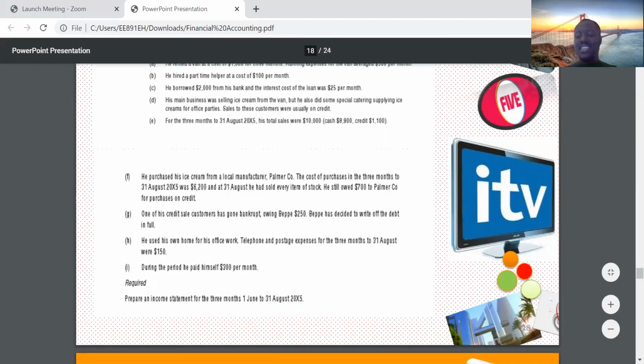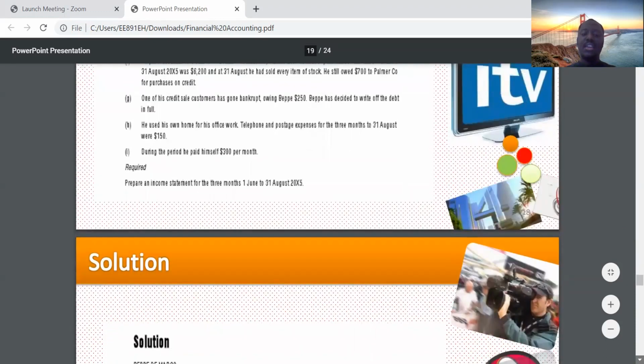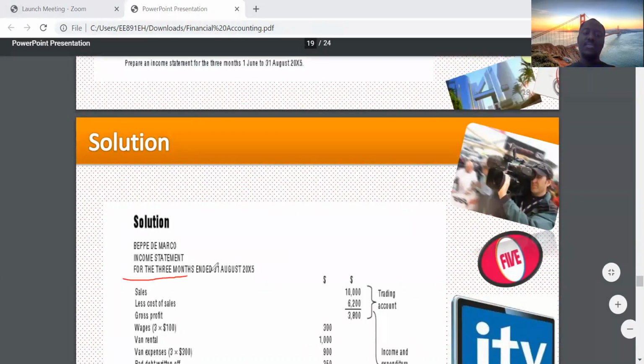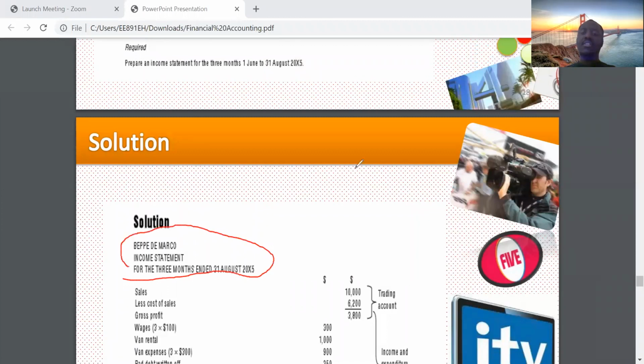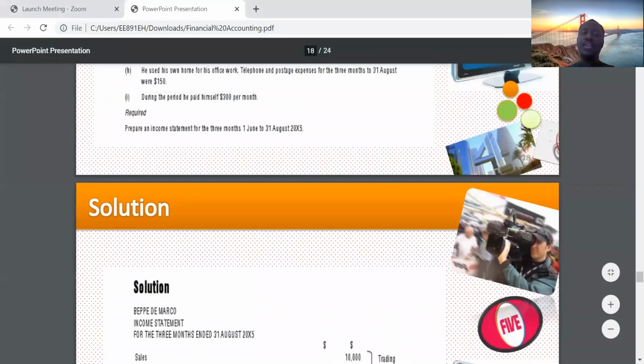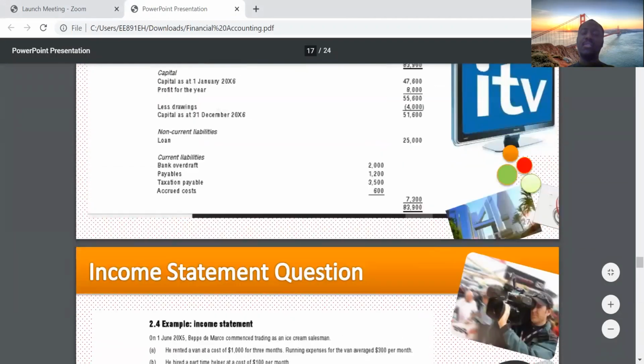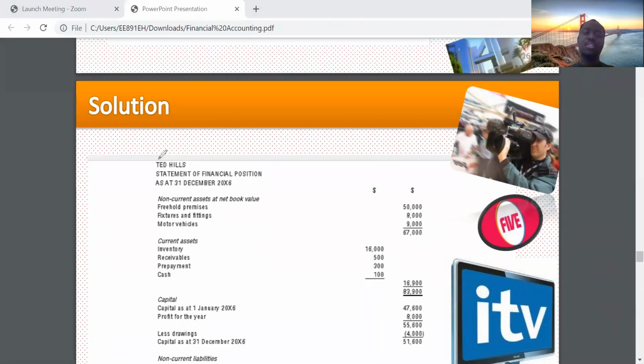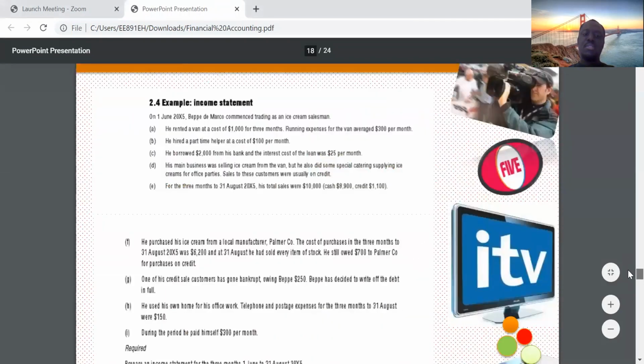Are you ready? Are you excited? Okay, let's move on. In an income statement, you always need to remember that you have to have a title. Very, very important. The balance sheet, or statement of financial position, also has a title, nicely written. The title would be the name of the company, and this would be the format of the title. It's always the same.